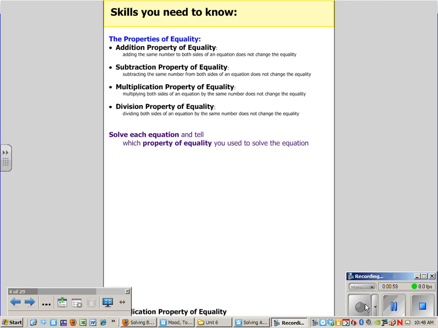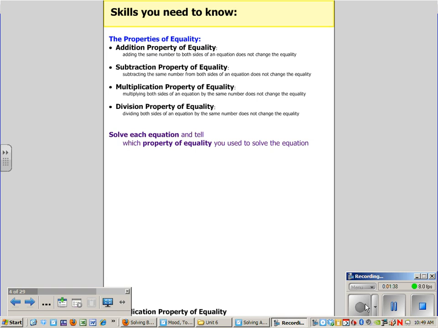Okay, so there are 4 properties of equality that we use in solving algebra equations. There's the addition property of equality, the subtraction property of equality, multiplication property of equality, and division property of equality. Each property essentially states, so the addition property of equality, adding the same number to both sides of an equation does not change the equation. The same with subtracting. If you subtract the same number from both sides of the equation, it does not change the equality. The same with multiplying and the same with division.